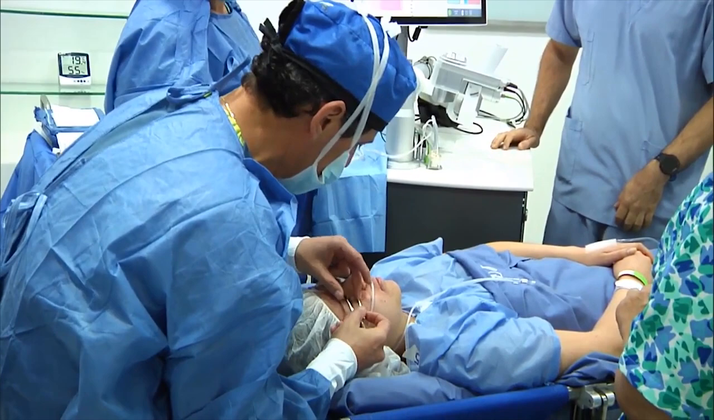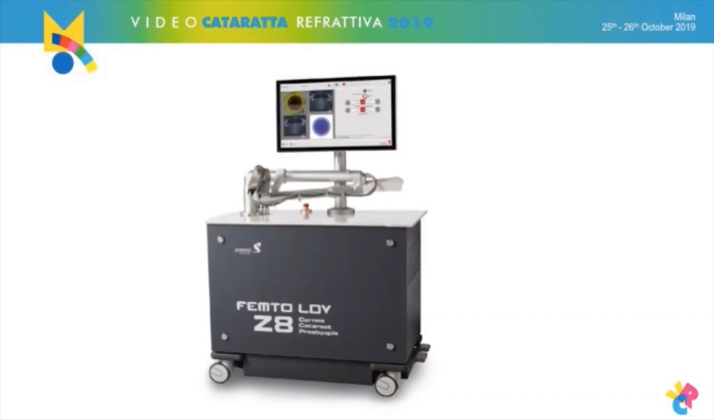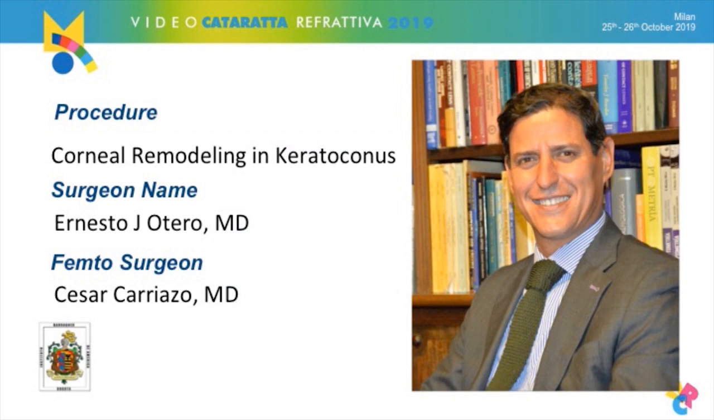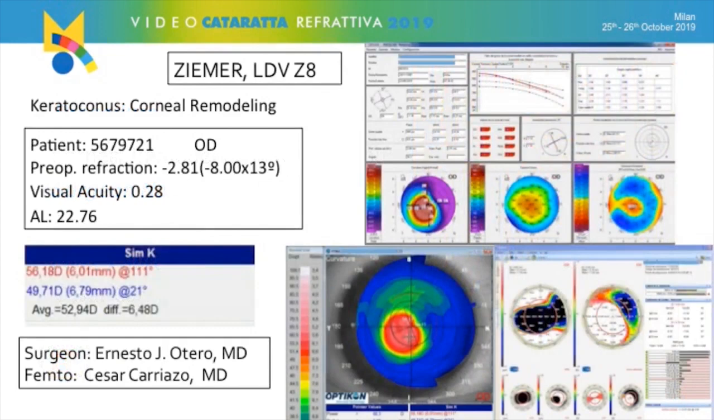This is the femto laser that we are planning to use. Our surgeon, Dr. Ernesto Otero. The first case is a patient 21 years old. Here you can see the topography. The patient has a keratometry, this is deep keratometry. We have 52 in one meridian and 49 in the other. This is the right eye, and the refraction is -2 to -8 at 13 degrees. The visual acuity is 0.2.